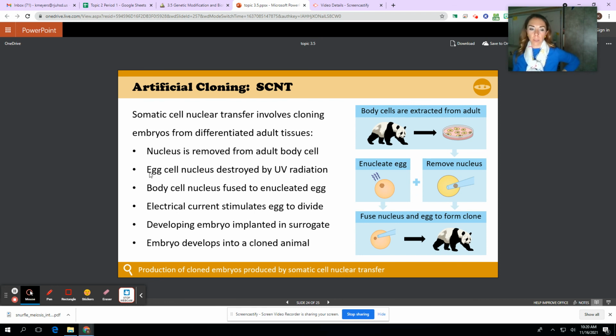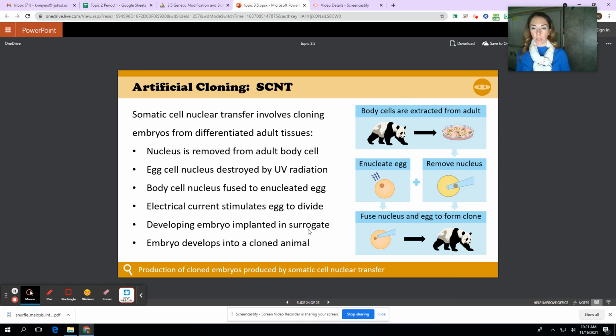So I kind of skipped over this. This nucleus is removed from an egg cell, from that animal. That nucleus is destroyed by UV radiation, so removing whatever this one is. And that body cell nucleus is then put into the enucleated egg, the egg that does not have a nucleus, and then is stimulated to divide. Then that embryo, just like in vitro fertilization, is put into the animal that is endangered or whatever we are trying to repopulate.